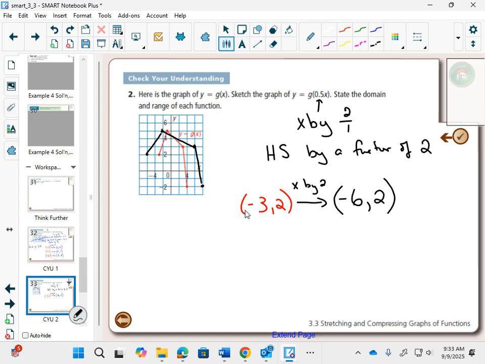The mistake that, like yesterday I said how important it was to reread the question when you were done to make sure you didn't miss anything. Did I miss the domain and range in the last question? Yeah, definitely missed the domain and range in the last question.